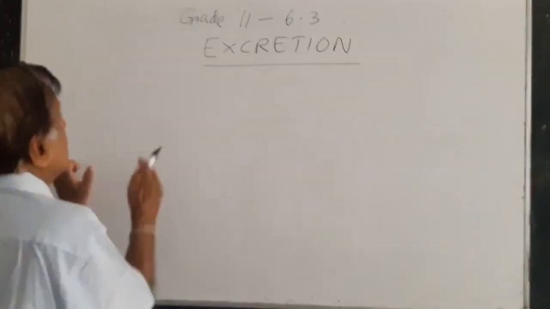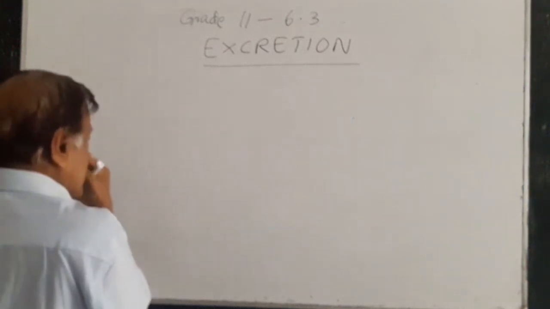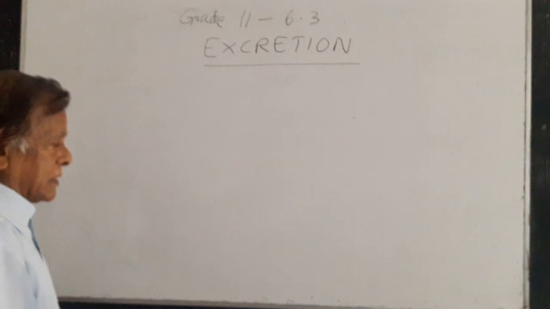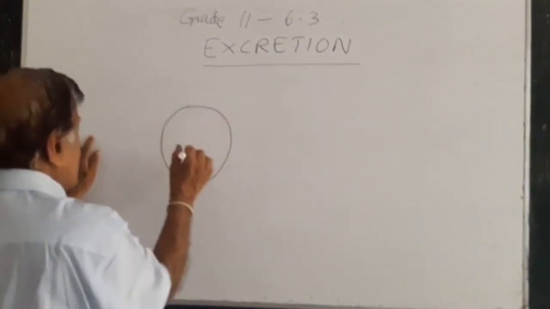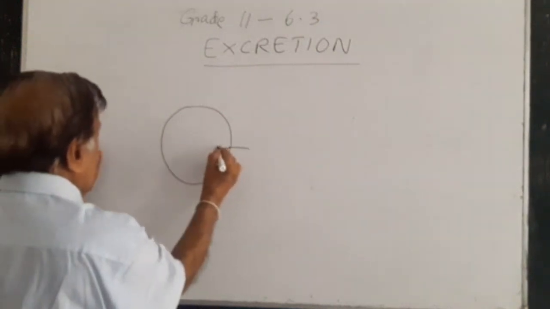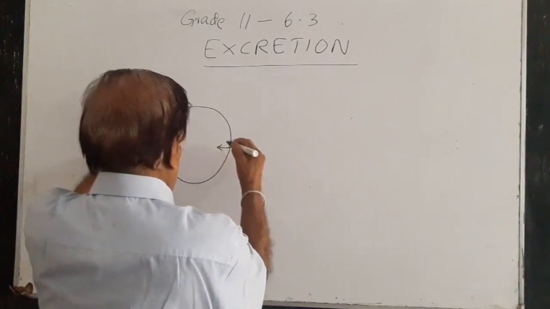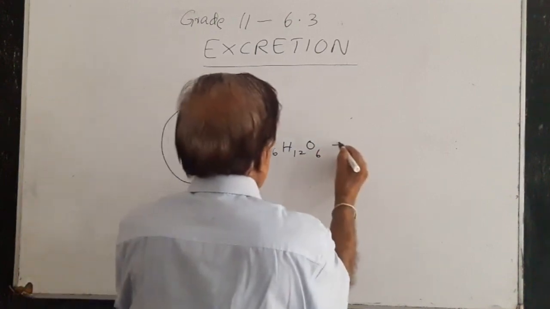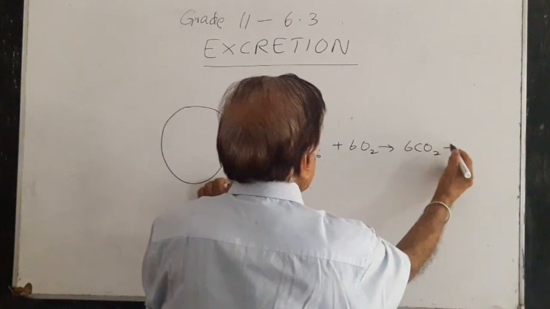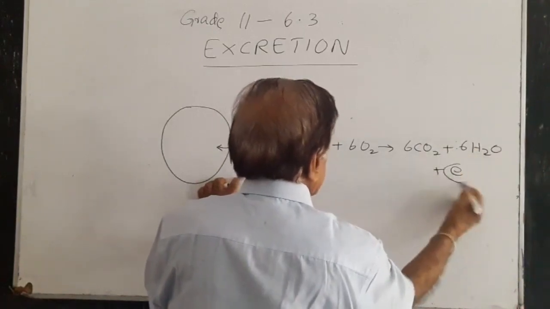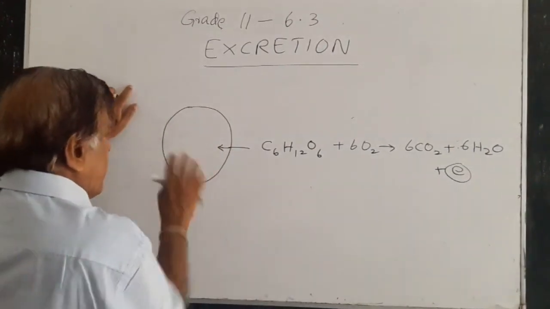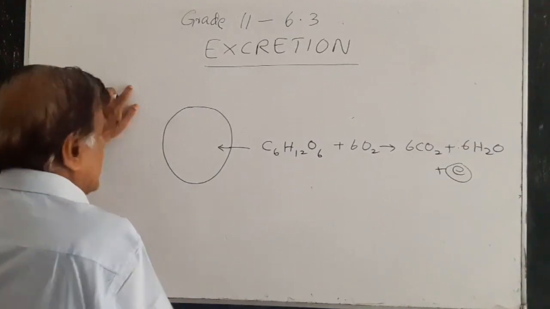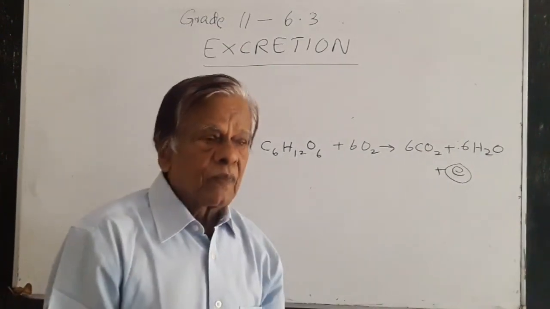Now our bodies are made of cells. In all these cells, chemical reactions always occur. Now you know that respiration, that is oxidation of glucose to release energy, you have done this process: C6H12O6 plus oxygen gives carbon dioxide and water as the products, and energy is released. This is an example of a chemical reaction that takes place in our cells always. Similarly, many other chemical reactions also occur inside cells.